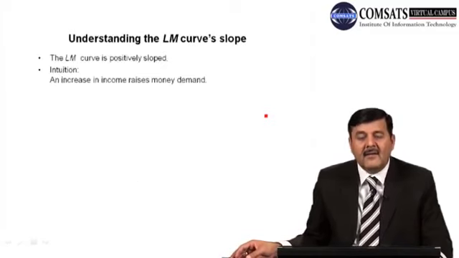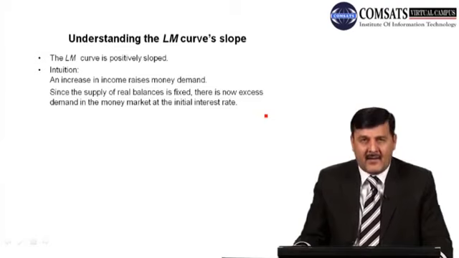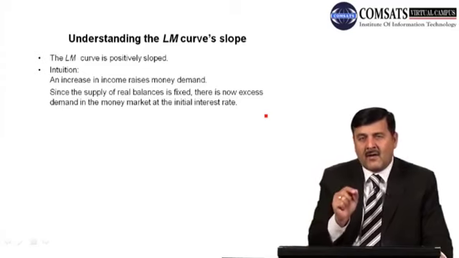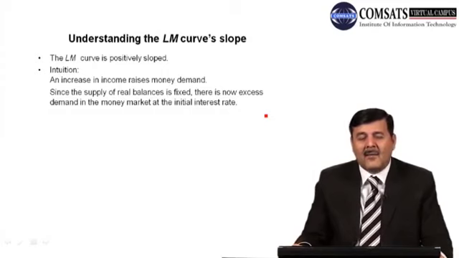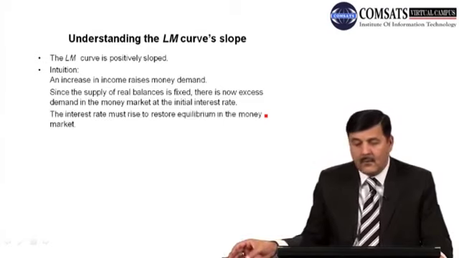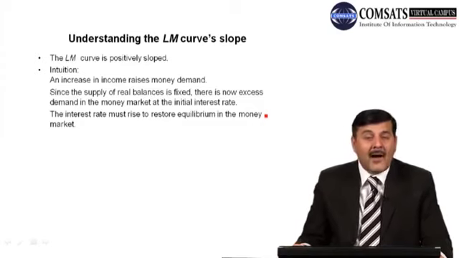Now, understanding the LM curve slope. The LM curve is positively sloped. Now what is the intuition, what is the logic behind this? An increase in income raises money demand, right? First, note that when income increases, money demand will increase. Since the supply of real money balances is fixed, there is excess demand in the money market at the initial interest rate. So what will happen? The interest rate must rise to restore equilibrium in the money market.